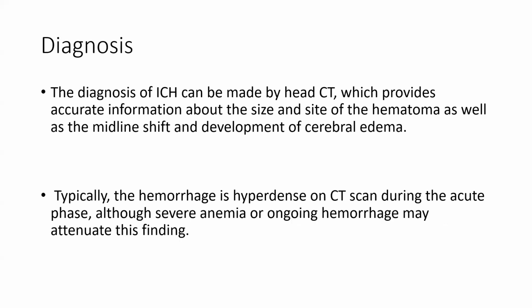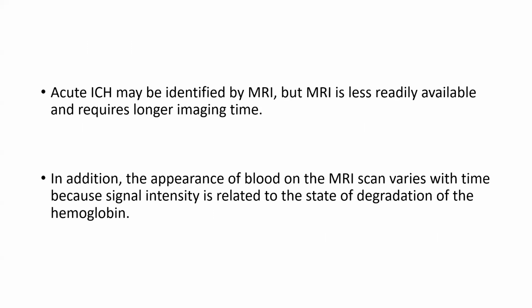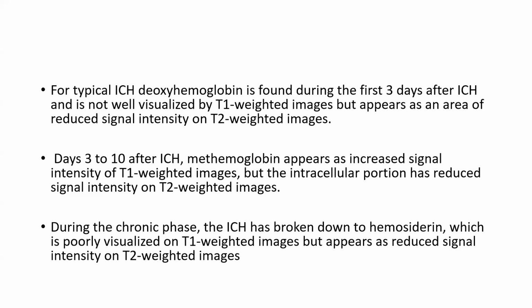involves the cerebral cortex. Now, regarding diagnosis, ICH can be made by the head CT, which provides accurate information about size and the site of hematoma, as well as the midline shift and development of the cerebral edema. Typically, hemorrhage is hyperdense on CT scan during the acute phase, although severe anemia and ongoing hemorrhage may attenuate this finding. Acute ICH may be identified by MRI, but MRI is less readily available and requires a longer imaging time. In addition, the appearance of the blood on the MRI scan varies with time because signal intensity is related to the state of degradation of the hemoglobin.